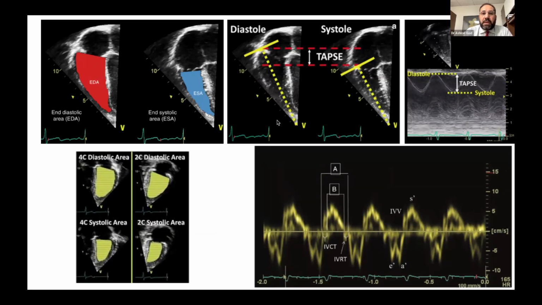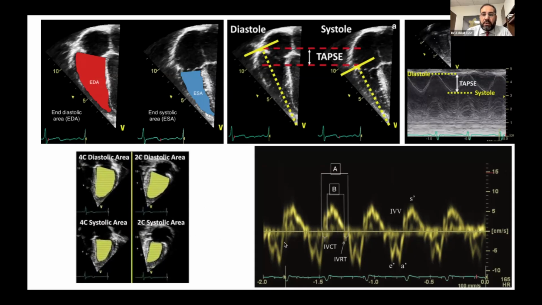Also, we all do TAPSE, and if it's less than 5 or so, it indicates decreased systolic function in the right ventricle. Similarly, we do the ejection fraction and fractional shortening of the left ventricle. If you're going to do the Simpson method, it will help us evaluate the ejection fraction, and if it's less than 40, that's significant pulmonary hypertension.